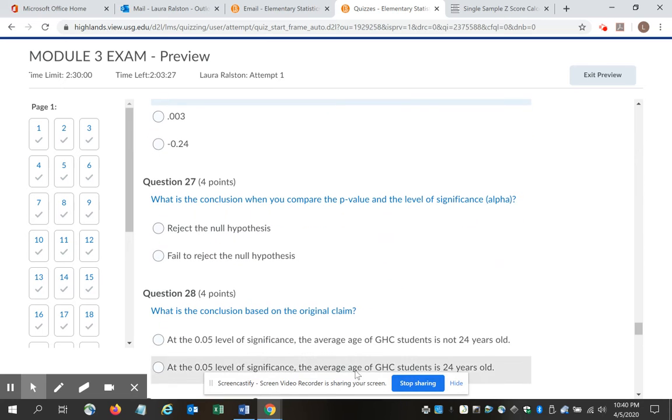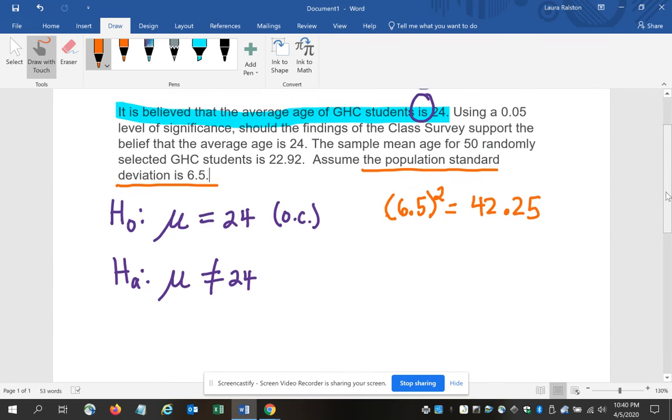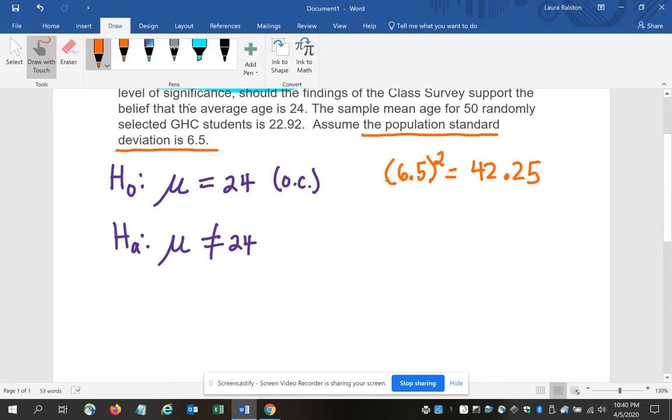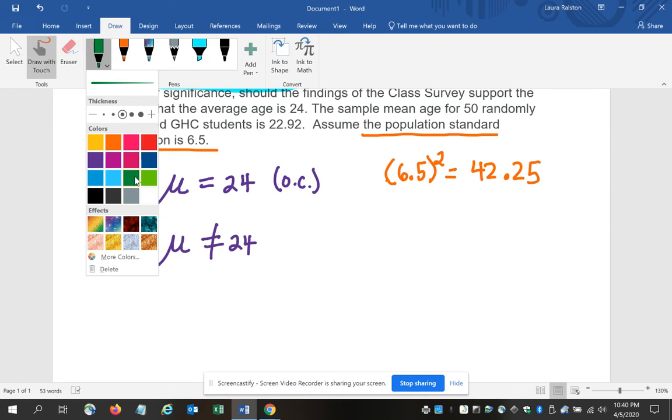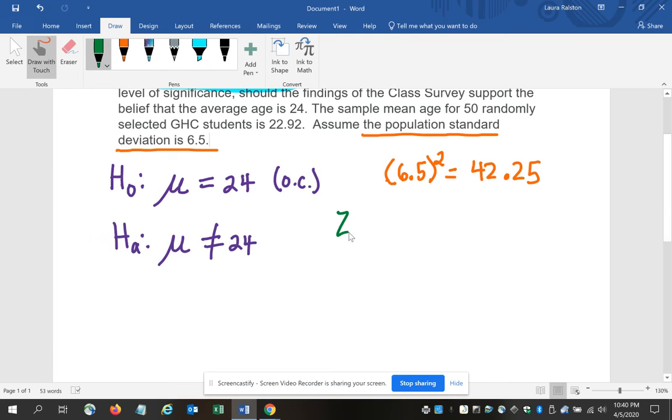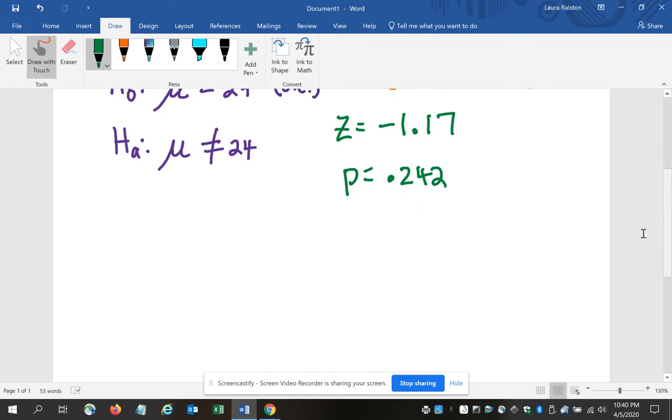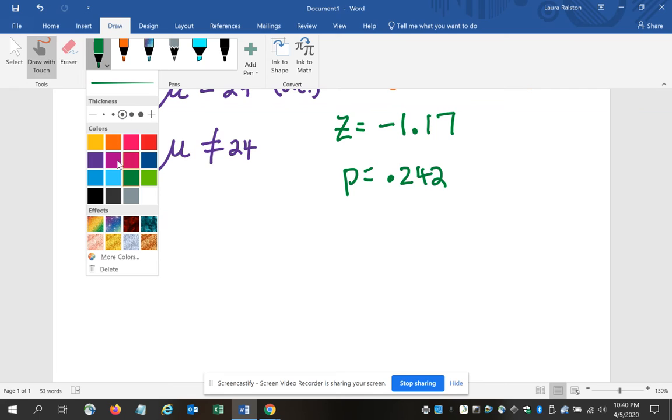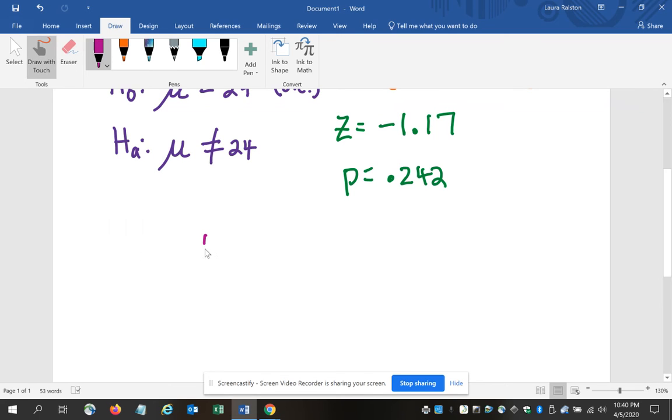Then if I make the comparison, if I go back over here to my paper, let me make you some notes here. Okay, so based on my calculator, Z is negative 1.17. P was 0.242. And I need to compare P to the alpha. Okay, so P compared to alpha. P is 0.242. Alpha is 0.05. And I'm going to make that comparison.